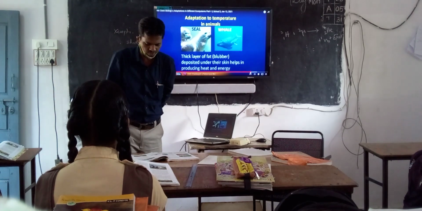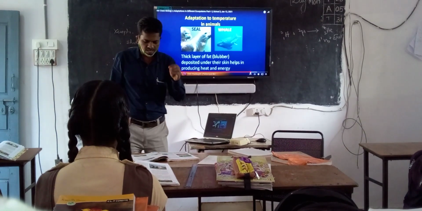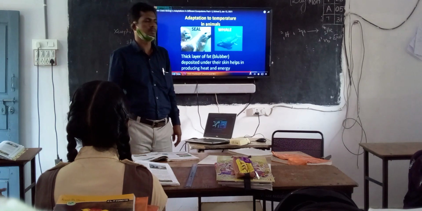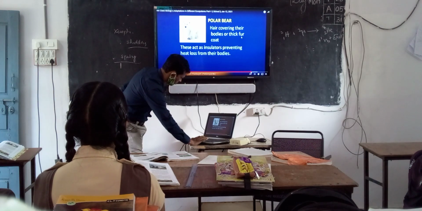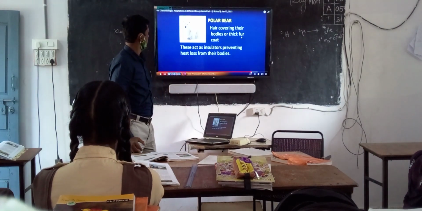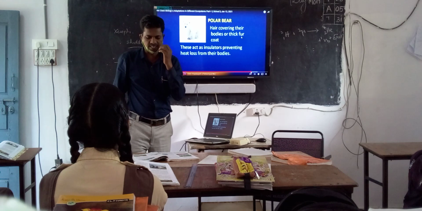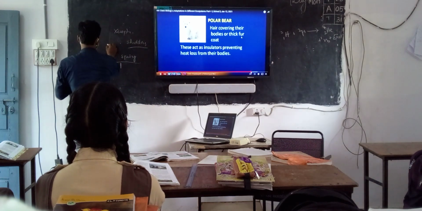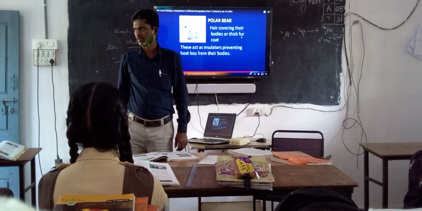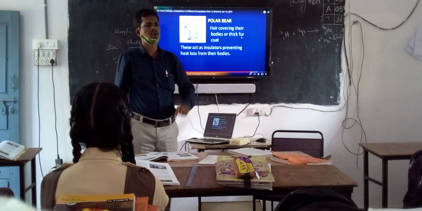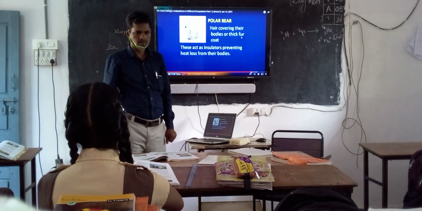Why does the polar bear have a thick fur coat? Now we are going to discuss some adaptations in different types of animals. Why does the polar bear have a thick fur coat on its body? So this is a polar bear. Fur means hair, smooth hair. Why is this body covered with thick fur? Tell me.